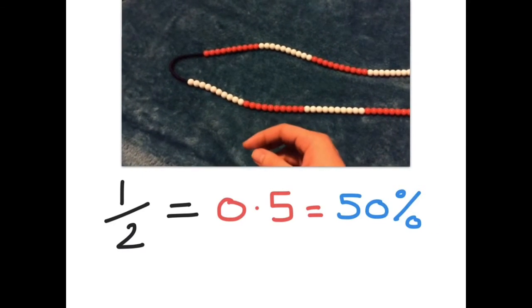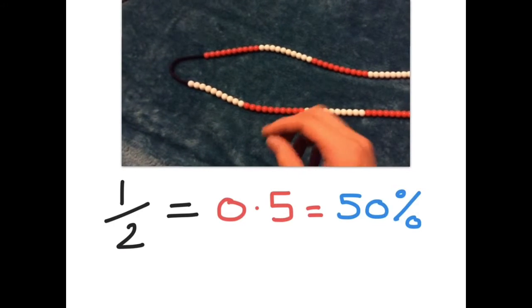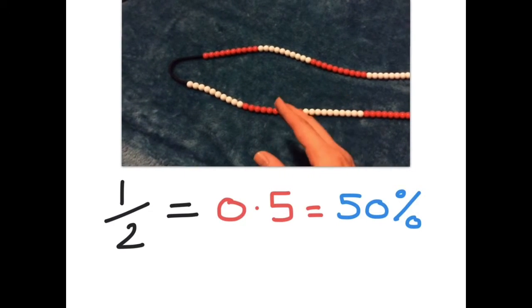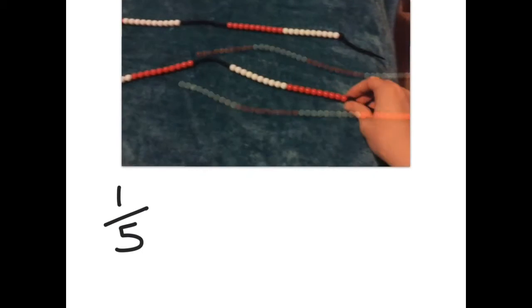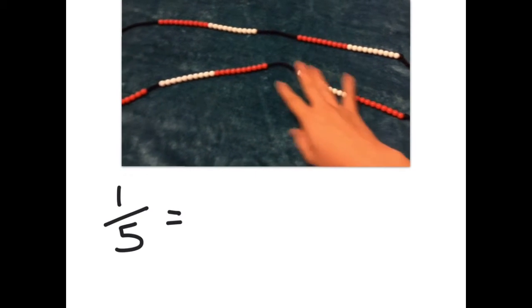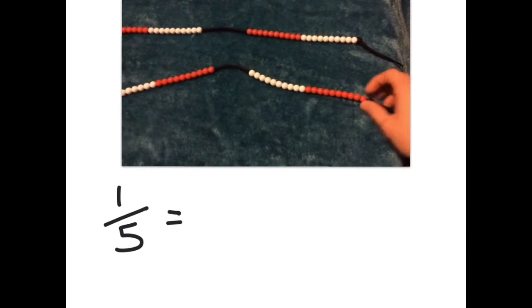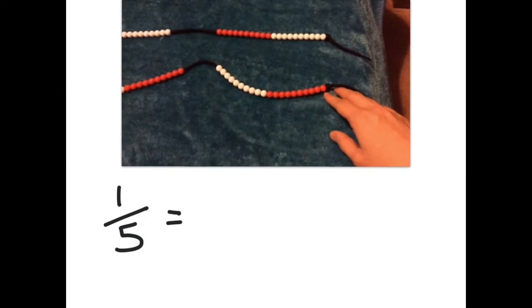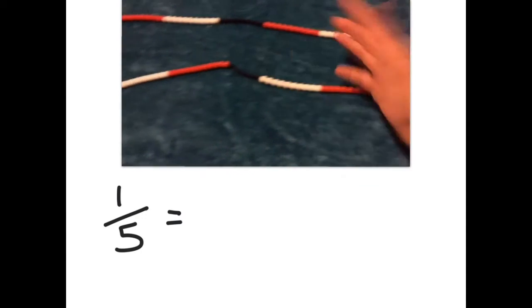Alright, so let's see what happens if we try to split the beads into a fifth. So we've split the beads here into a fifth. Alright, which means you've got 1, 2, 3, 4, 5 equal groups. So if we were to say a fifth of 100, well, that would be the same as saying there is 20.